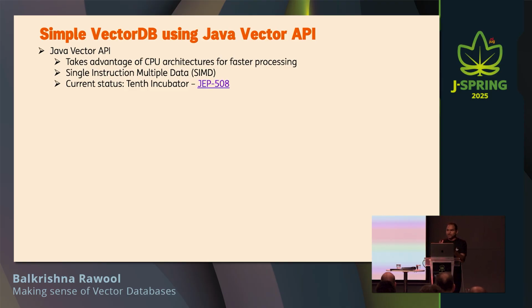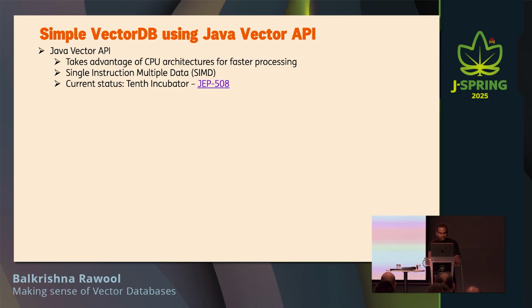And when we deal with vectors, it becomes a natural choice because vectors are series of numbers, right? And when you want to apply an operation on two vectors, you basically apply the same operation on these pairs of numbers, right? And therefore, SIMD becomes a natural choice, and that's why it is used in Java's Vector API. Right now, it is in its 10th incubation with this JEP 508.